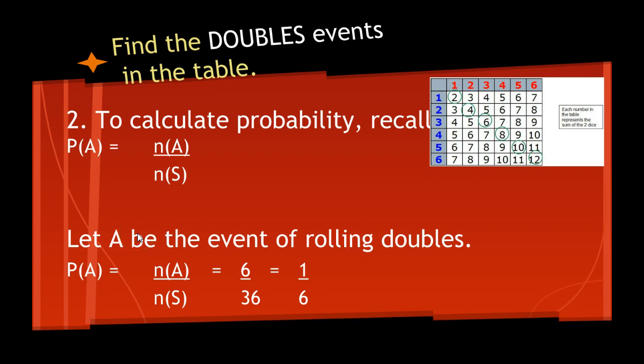Now, we can calculate probability using this. You'll recall the formula that we just looked at and that we looked at in a previous video. In this case, let's define event A as being the event when we roll doubles. So probability of event A equals 6 possible events where we roll a double divided by the total number of the sample space, and you'll remember that there were 36 possibilities. So in the end, 6 over 36 reduces to 1 over 6, 1/6.